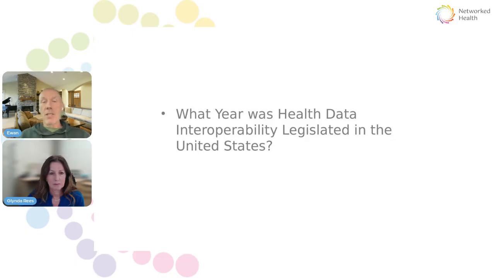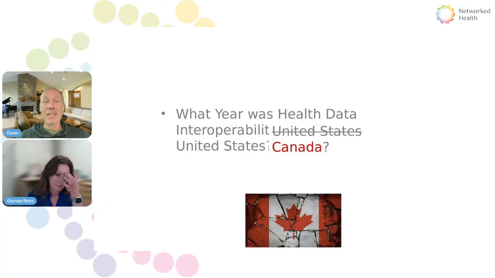And so I'm going to ask you, what year, this is a rhetorical question, was health data interoperability legislated in the United States? And the answer is 9 years ago in 2016. And in fact, they began preparing for this in 2004. So they've been on this path, creating the Office of the National Coordinator for Health Informatics in 2004, so 21 years ago. And we're still struggling with this in Canada.